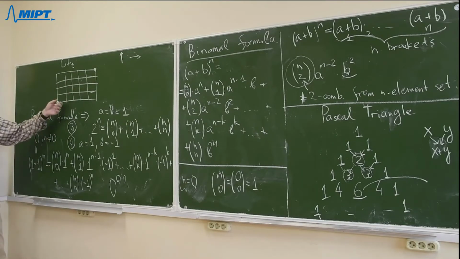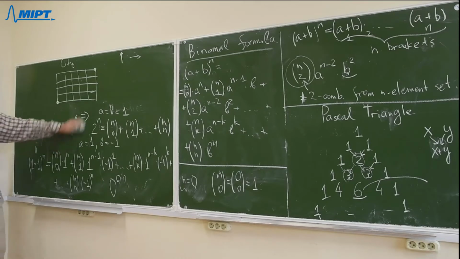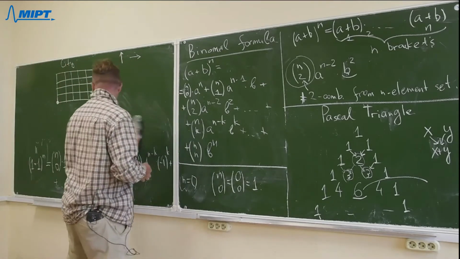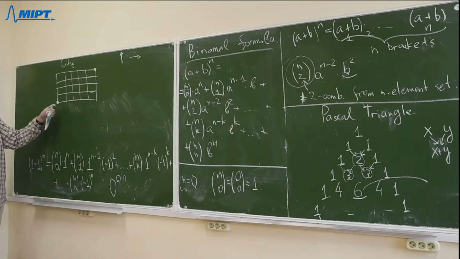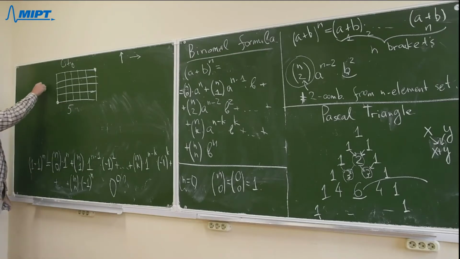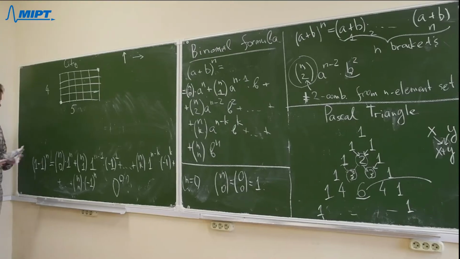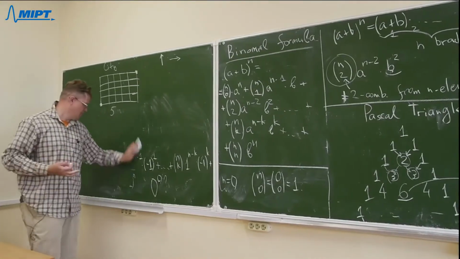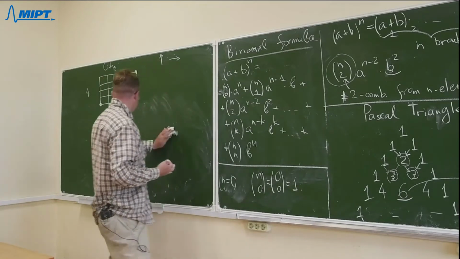Maybe you're familiar with it, no? Yeah. 2 to the power something. Okay. So here I need to go 5 steps to the right and 4 steps up. So 9 steps. Okay. So how to count the number of possible ways?